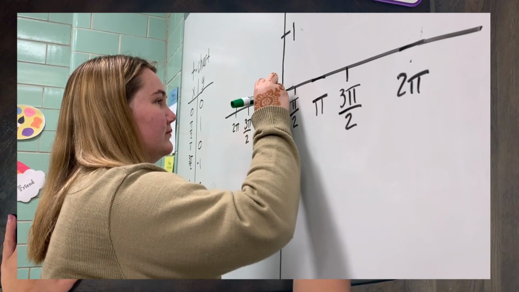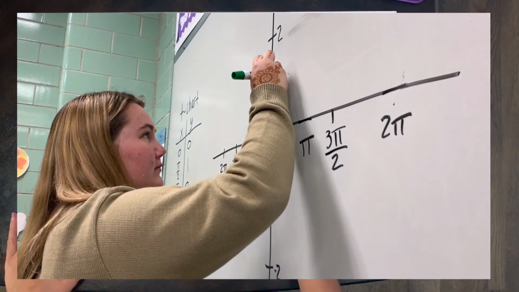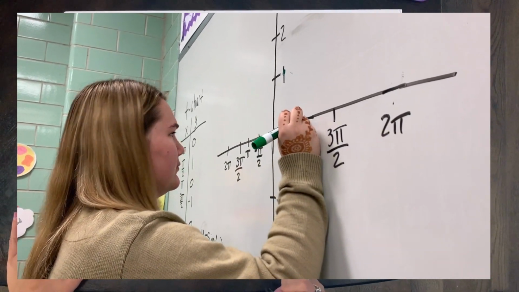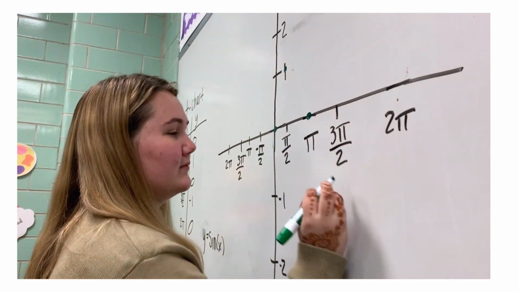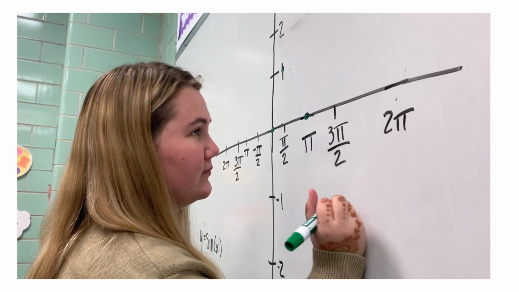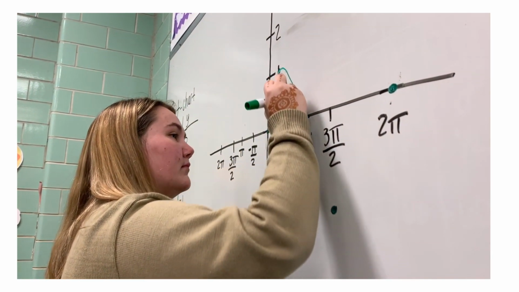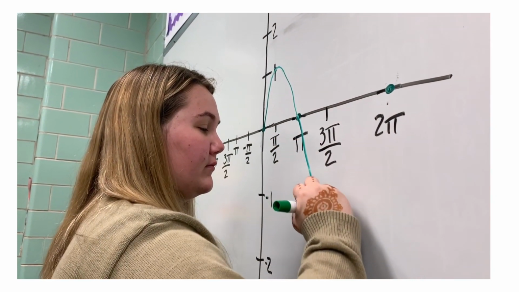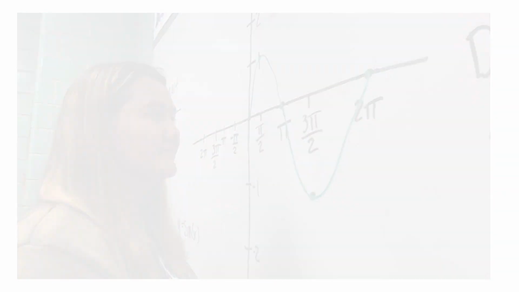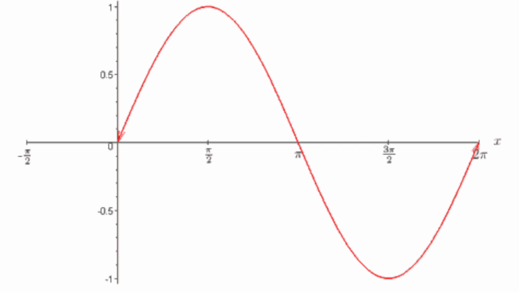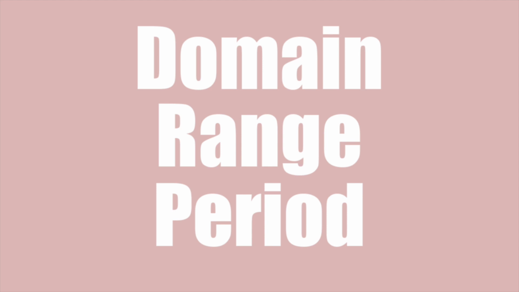Now that we have our t-chart and understand the shape, we can graph the parent function. Let's graph. Now that we have our t-chart and graph, we can learn our domain, range, and period. But first, we must learn what domain, range, and period even are.